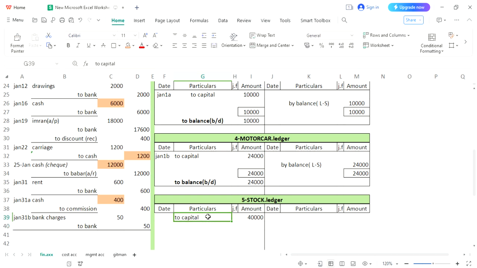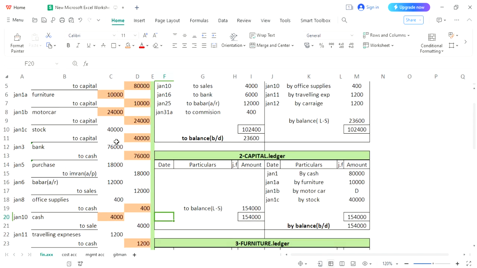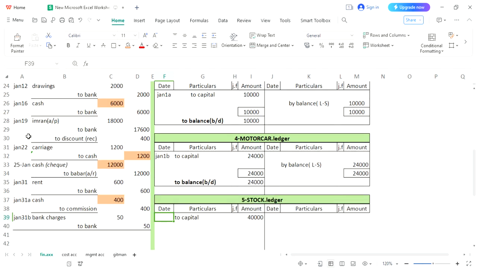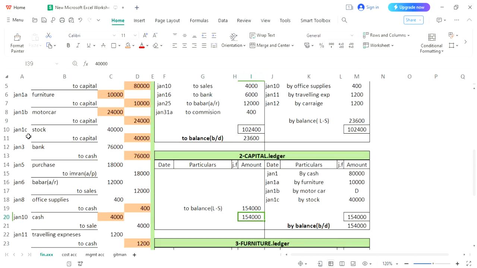The reference has been fulfilled. Now see what the date of this 40,000 was. Amount 40,000, date was January 1C. Put the date over here, January 1C. The date is filled, reference is filled, amount is filled. It means this stock of 40,000 has been posted rightly. Mark it as done. So we are making the ledger of stock.